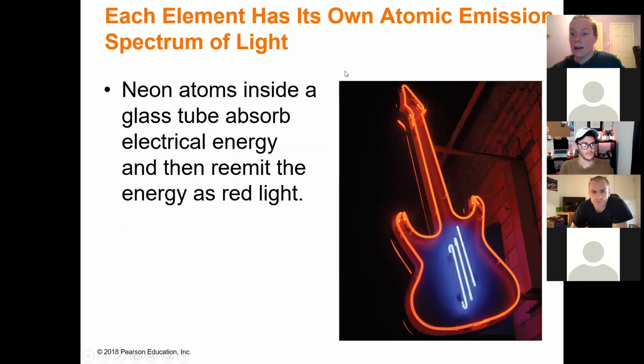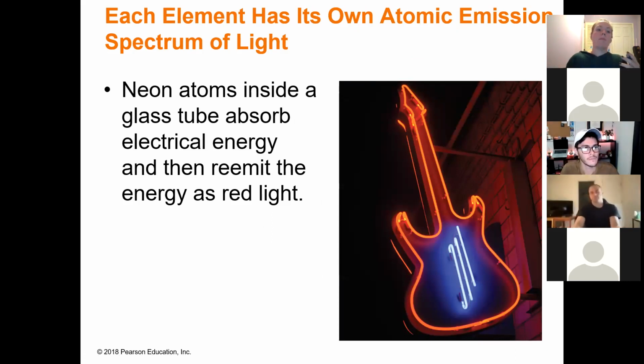Okay, so why are we talking about light when we're supposed to be talking about electrons? Well, because having a basic understanding of light and its energy helps us to understand the electron models that we're going to use. Every element on the periodic chart has its own unique emission spectrum of light, or it produces a certain type of light.